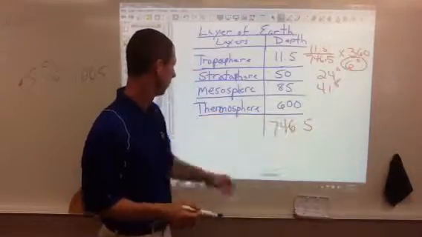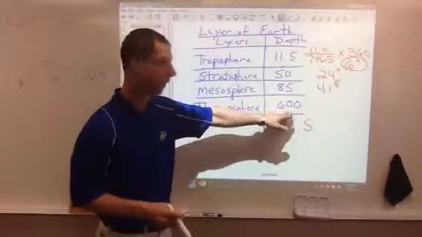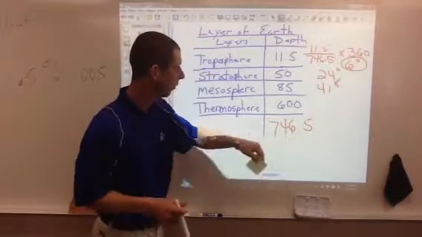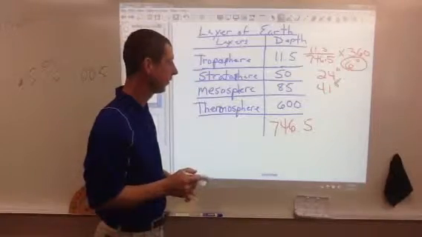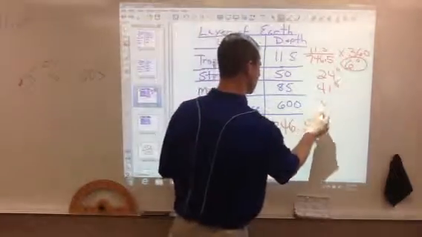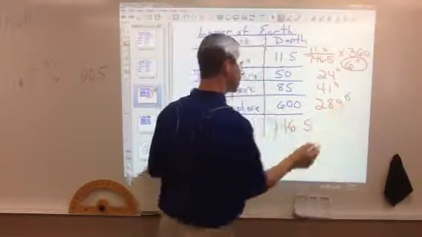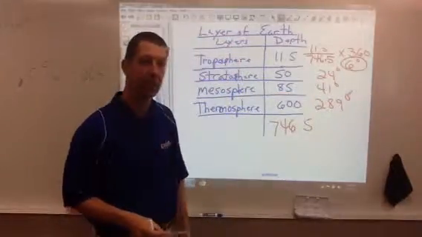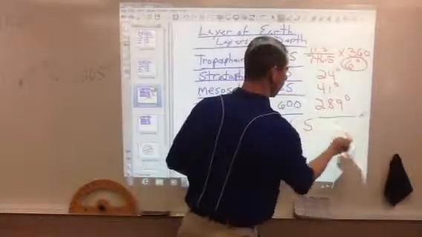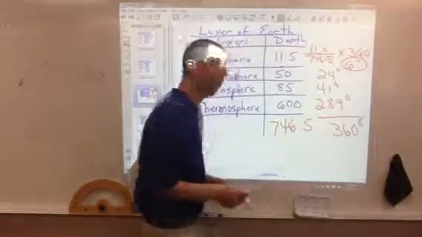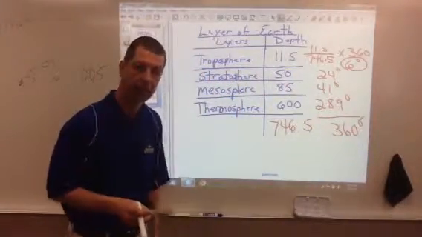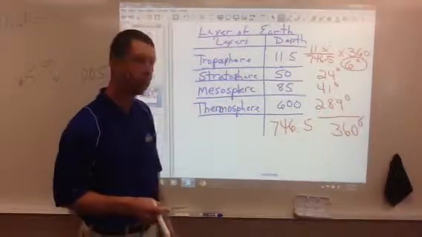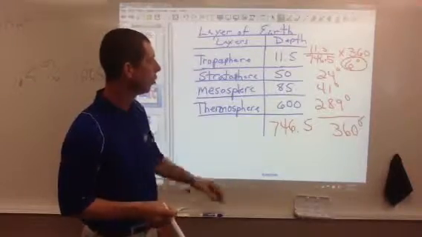And then the thermosphere, obviously the largest, with 600 feet of depth. So 600 divided by 746.5 comes out to 289 degrees. Once again, we can check our work by adding our degrees up. That should come out to 360 or thereabouts. You want to check that before you start making the circle graph, because that will save you a lot of work. Make sure it comes out right first, and then you go ahead.